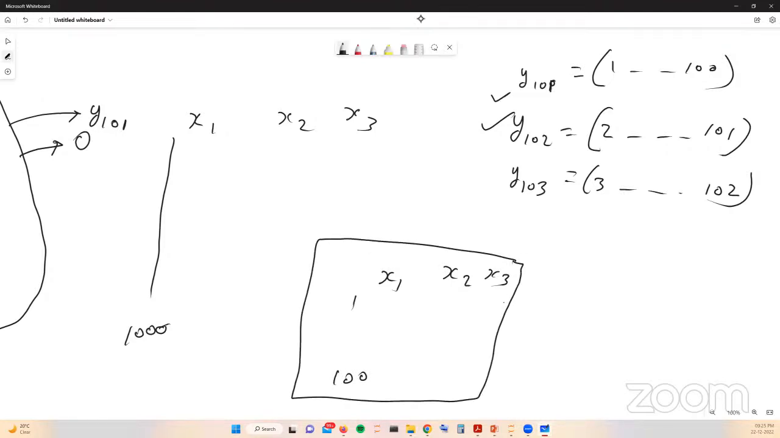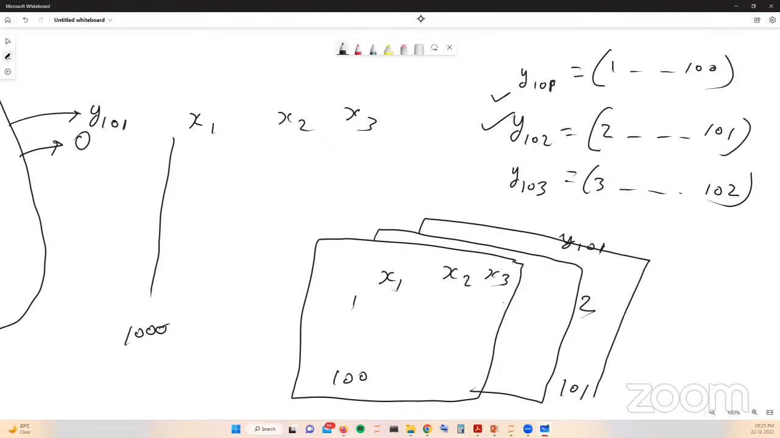And this particular thing I will map with my Y101. Now my next batch of data will start from the second day and go till the 101st day. In a similar way, my next batch will start from 3 and will go on till 102. This one will be mapped with Y101, this one with Y102, and this one with Y103.